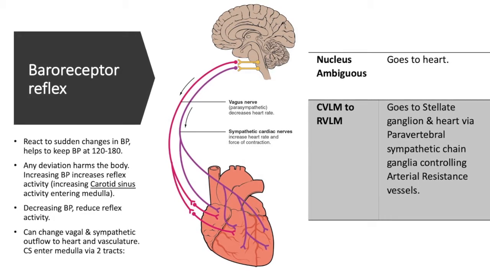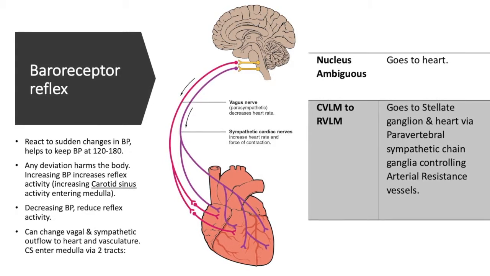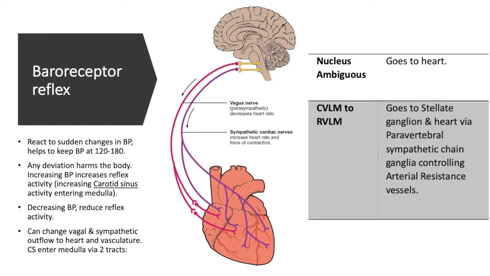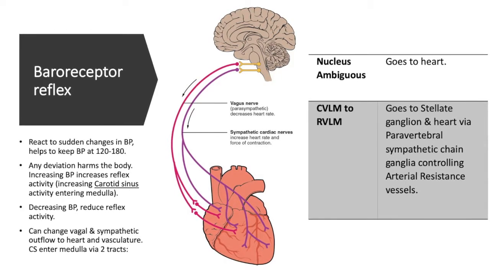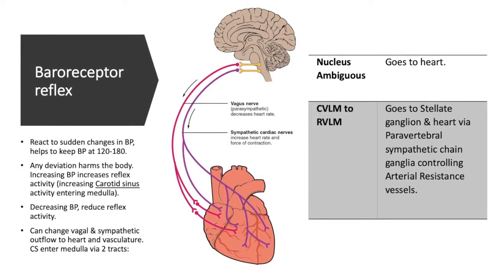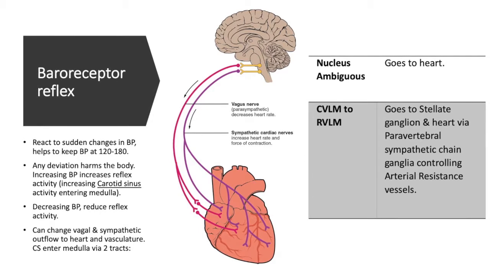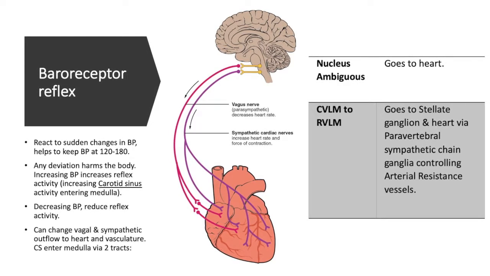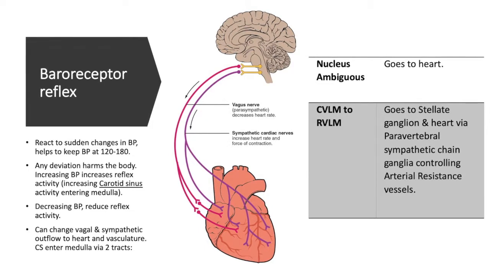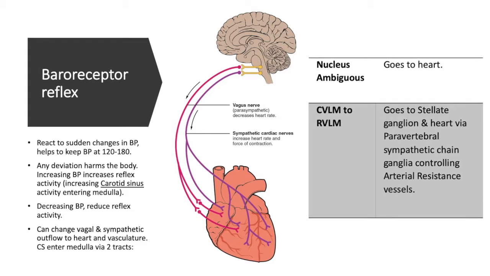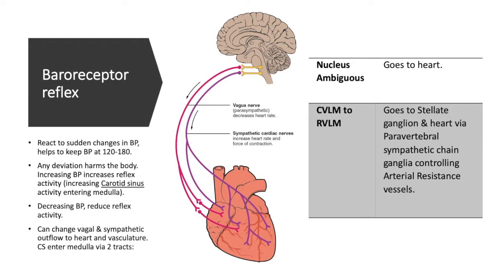And if the blood pressure is too high, it is decreased by reducing this reflex activity. It can change the vagal and sympathetic outflow to the heart and vasculature, and the carotid sinus enters the medulla via two tracks. The first track is the nucleus ambiguus, which goes directly to the heart, and the second track is the CVLM to RVLM. The CVLM stands for the caudal ventral lateral medulla, whilst the RVLM stands for the rostral ventral lateral medulla, which goes to the stellate ganglion and heart via the paravertebral sympathetic chain ganglia, which controls the arterial resistance vessels.